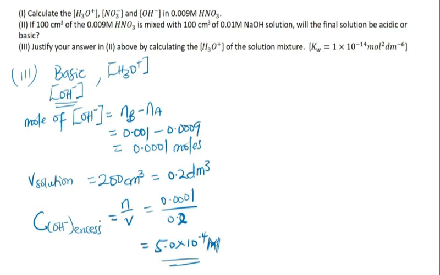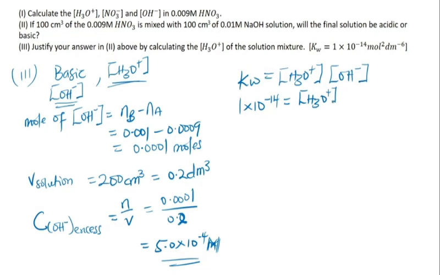Alright, so this is the concentration of our hydroxide ion in solution. Now if we have that, then calculating our hydronium ion in solution will be easy. We know Kw is equal to this multiplied by OH minus. Now we have 1 times 10 raised to the power minus 14 is equal to, we don't know the hydronium ion concentration in solution, but we know the concentration of the hydroxide that is in excess in solution. So we are going to multiply this by 5.0 times 10 raised to the power minus 4.